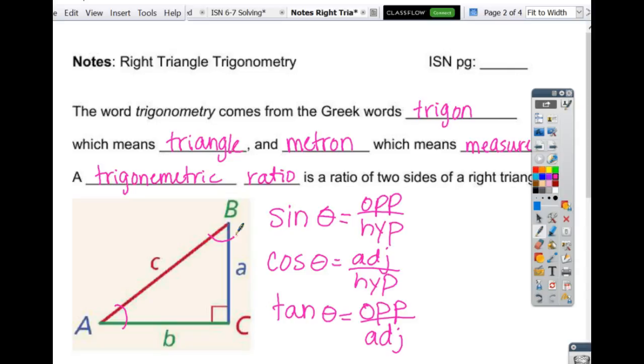Look, if I'm given A and B, you don't know that. You don't know that these are the same at all. You know this is 90, but you don't know what these are. So watch. If I'm given this side, and I want to find this angle, this is the opposite over the adjacent, right? So which one would I use? Tangent.